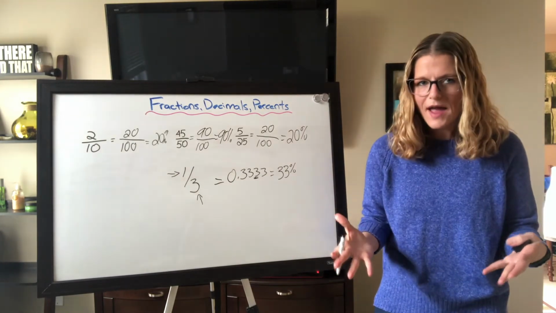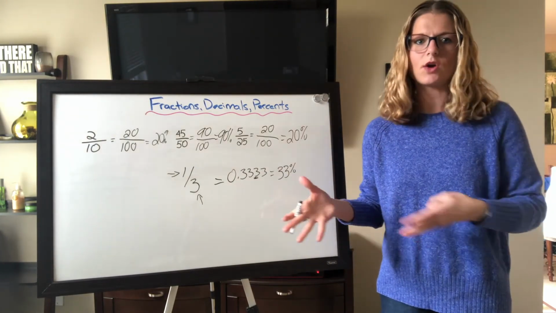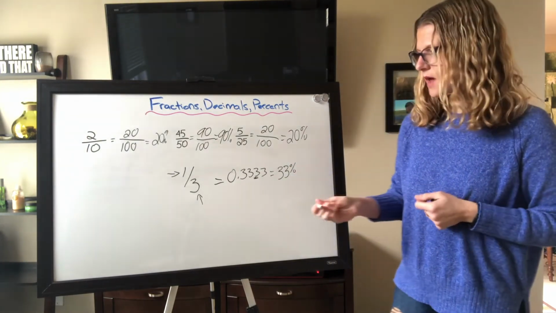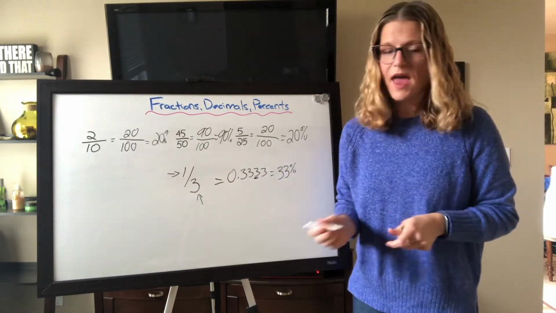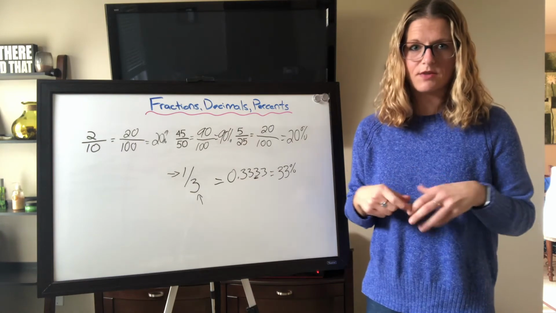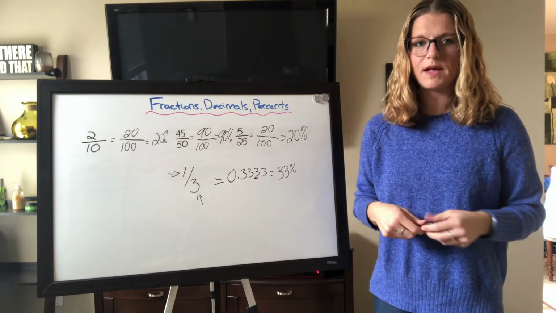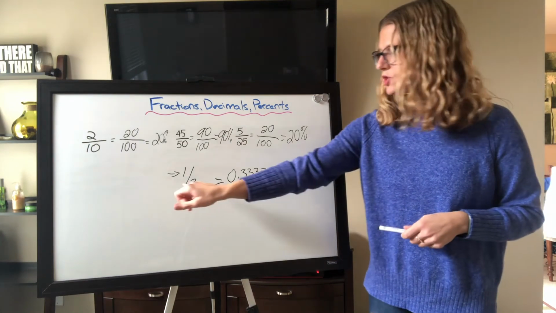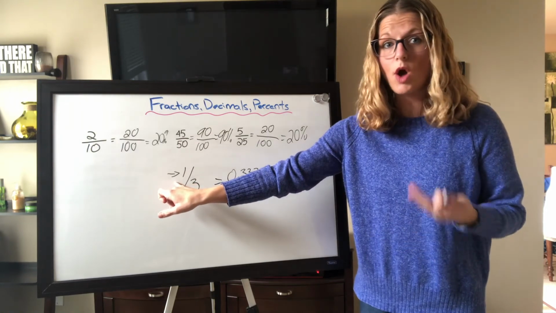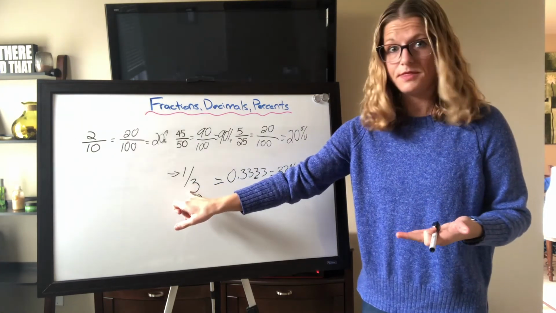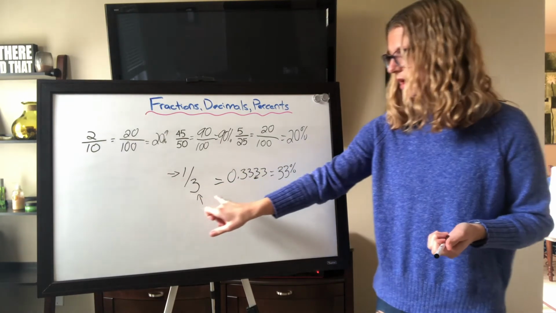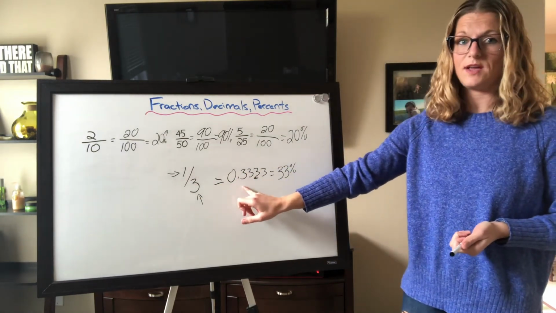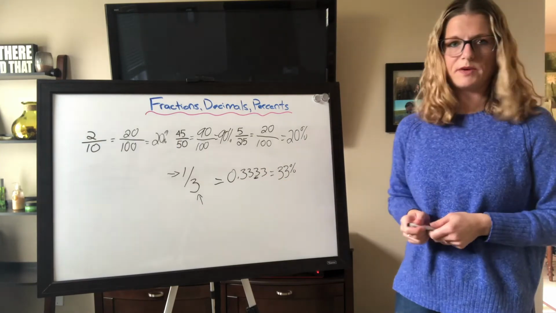And this is why decimals, fractions, and percents are all interrelated. So if you do not have a denominator that divides equally or can be multiplied equally into 100, you just take the numerator and divide it by the denominator. So you would divide 1 by 3, you would get a decimal, and then you can change this decimal into a percent.